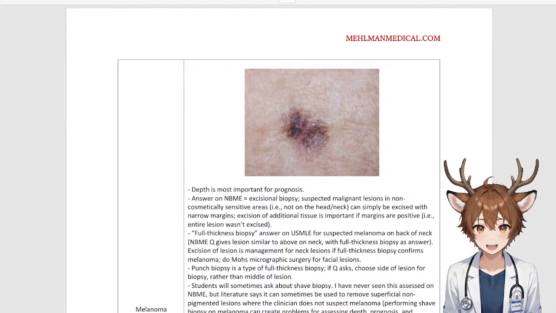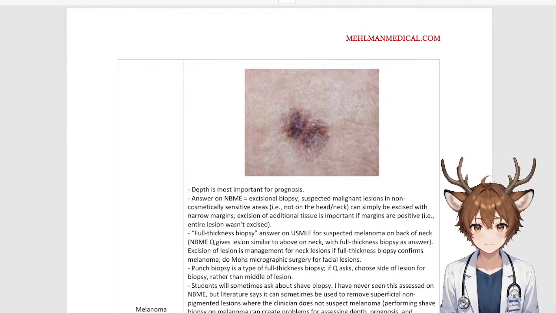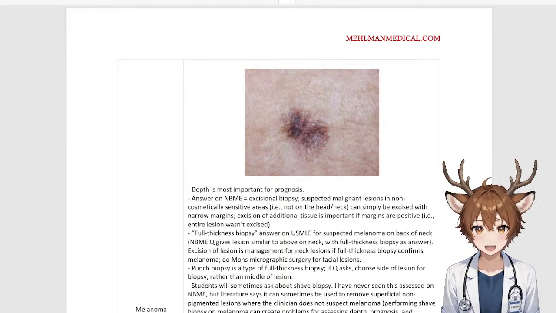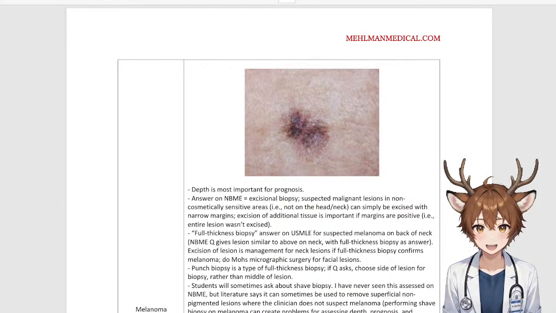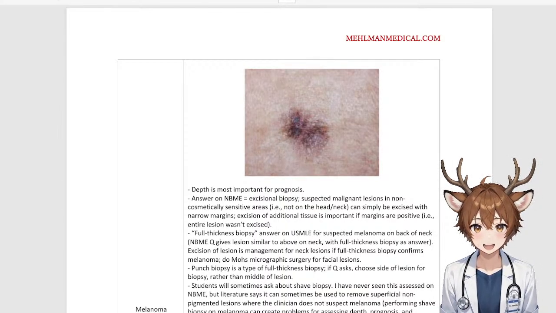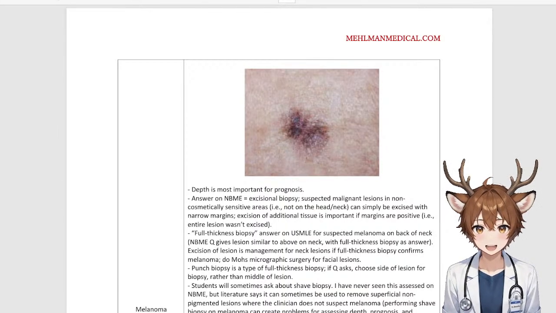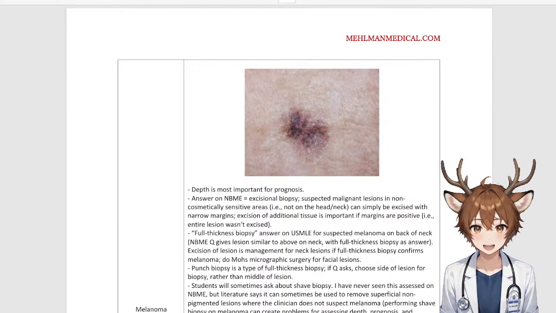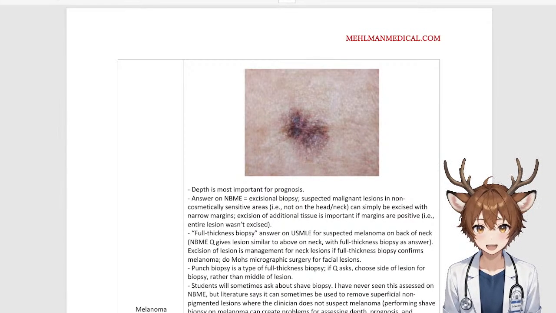Students will sometimes be asked about shave biopsy. I have never seen this assessed on NBME, but the literature says that it can sometimes be used to remove superficial non-pigmented lesions. Where a clinician does not suspect melanoma, performing shave biopsy of melanoma can create problems for assessing depth, prognosis, and therapy.